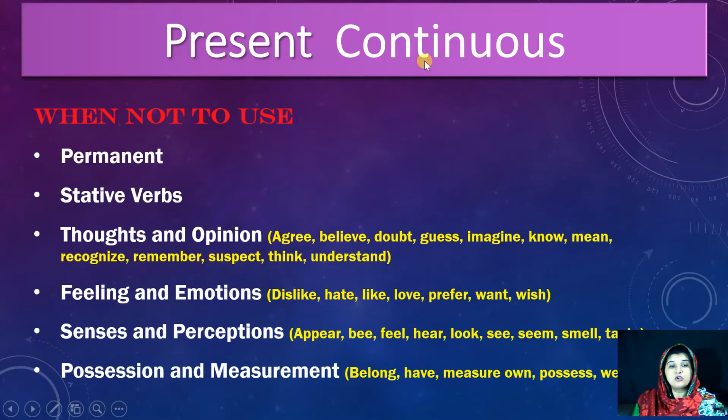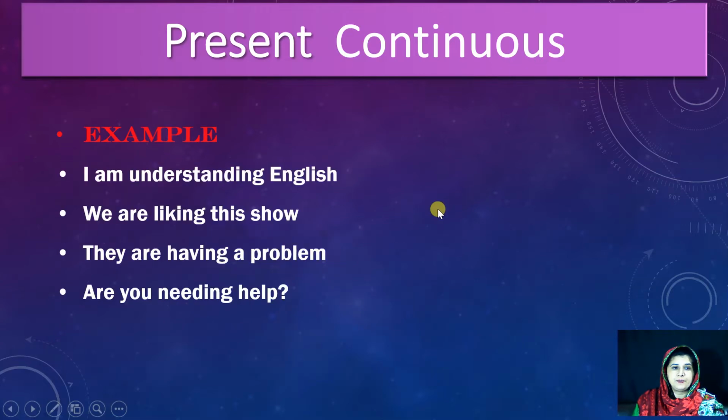Then we are not going to use present continuous tense with stative verbs. For example, thoughts and opinions. You have seen a long list of stative verbs here. Thoughts and opinion: agree, believe, doubt, guess. Feelings and emotions: dislike, hate, like. Senses and perceptions: hear, look, see. Possession and measurement: belong, have, measure. So such kind of stative verbs are not used with present continuous tense. However, they can be used with simple present tense.